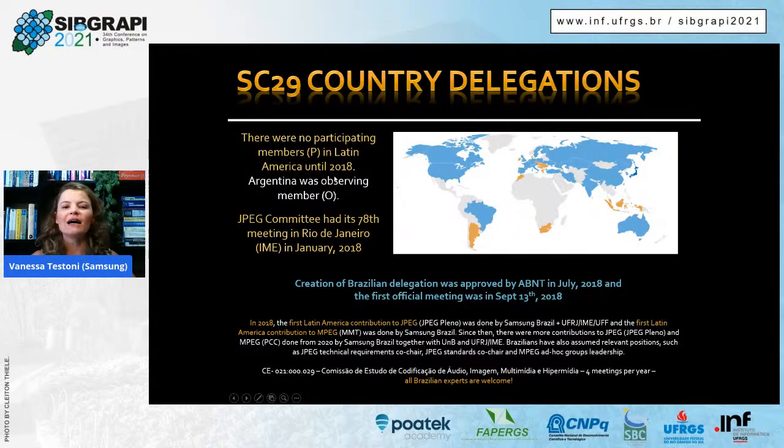So as I said, you can't just go there and participate. You must be part of a delegation. And actually, we as Brazil or as Latin America, we were not able to participate until 2018. So here in this map, you can see all the countries that are members, the blue ones, right?